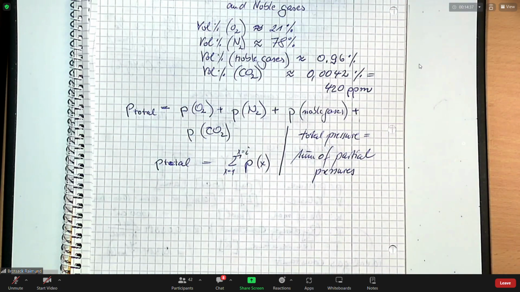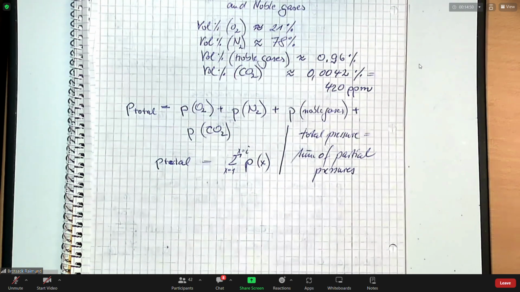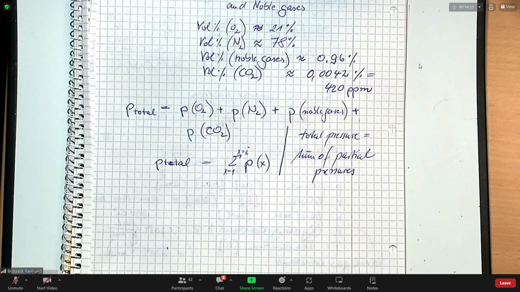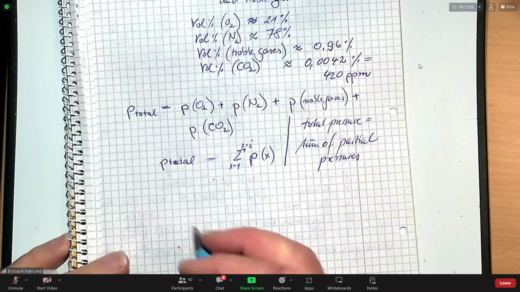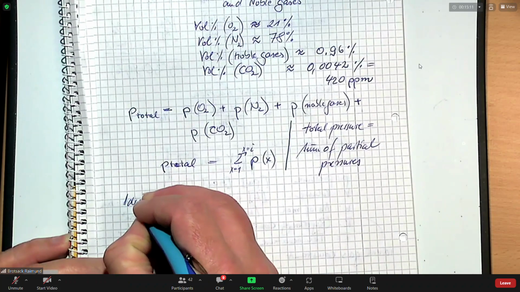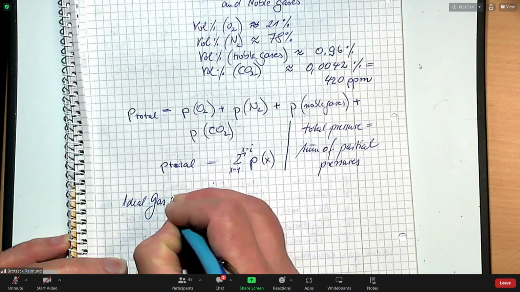Of course, in reality, if we'd like to do it very exactly, we have to calculate the interactions between the different gas molecules. And then it's not exactly an ideal behavior. But for most calculations we have to do, and we have to do it quick and roughly to check out, the ideal gas law helps. So in an ideal gas, what does it mean?